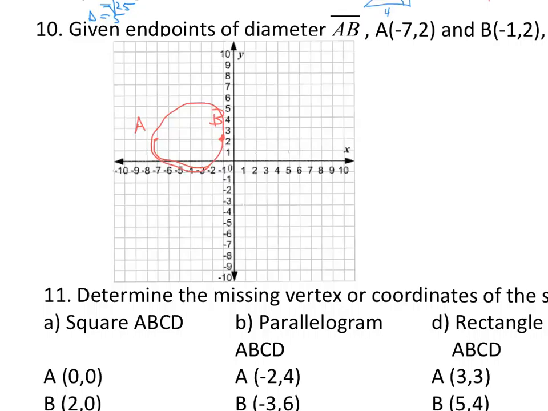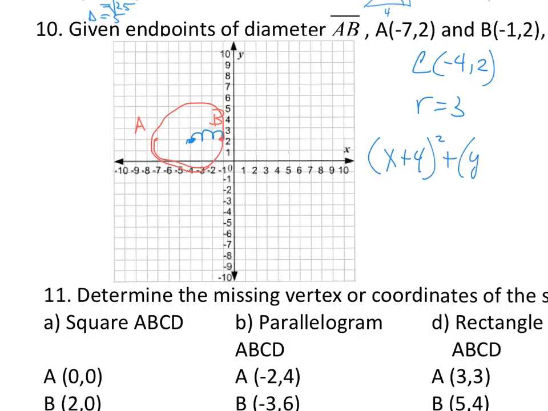So the center of the circle would have to be the midpoint of A and B. That midpoint is going to be, and I could just visually draw that in there, at -4, 2. So -4, 2 is the midpoint of A and B. That's the average of those 2 points. The radius, I could just count that radius to be a radius of 3. So with that information, center -4, 2 and radius 3, my equation is going to be switching signs, x plus 4 squared plus y minus 2 squared equals 9.